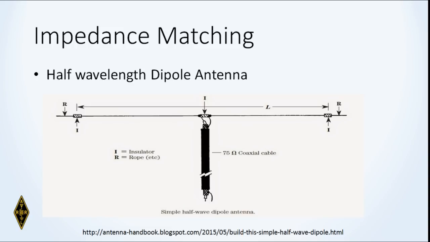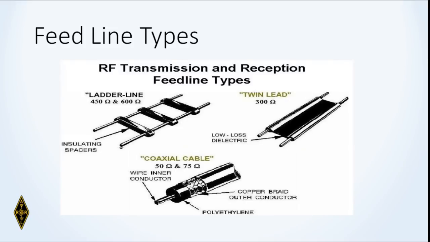So we have the half wavelength dipole. The length of the total antenna is a half wavelength for the frequency that you're using. So on the 40 meter band, a half of a wavelength would be about 20 meters. So that would be about the length of the antenna. And again, here's a view of some of the feed lines that you might use to feed an antenna: the twin lead, the ladder line, and coaxial cable.